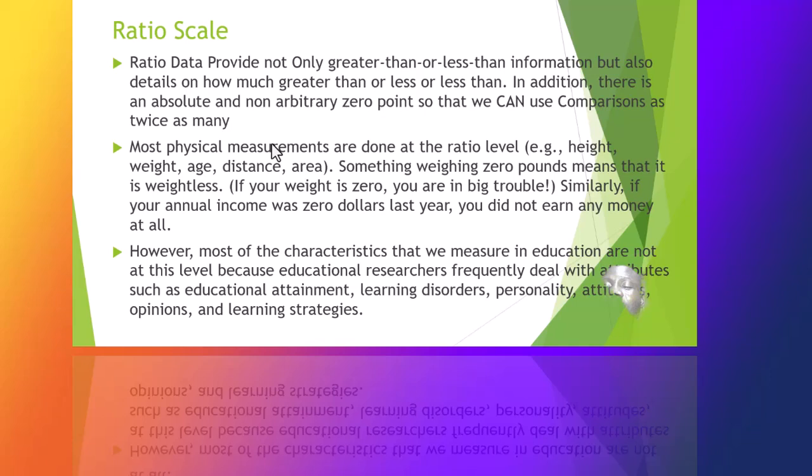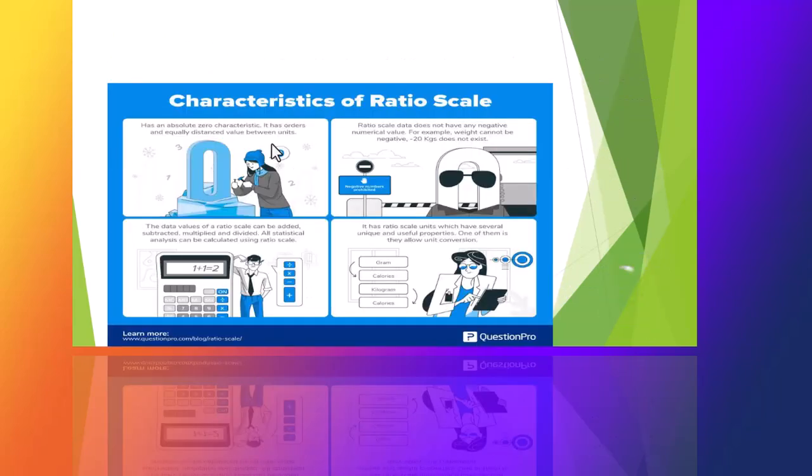Something weighing 0 pounds means that it is weightless, or 0 kilograms. If your weight is zero, you are in big trouble. Similarly, if your annual income was $0 last year, you didn't earn any money at all. So those are the issues. However, most of the characteristics that we measure in education are not at this level because educational researchers frequently deal with attributes such as educational attainment, learning disorders, personality, attitudes, opinions, and learning strategy.